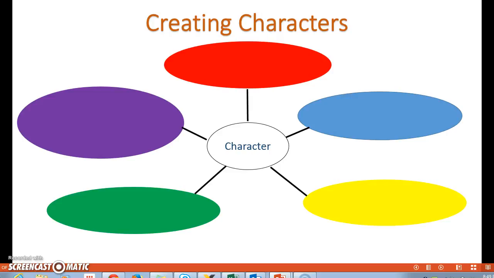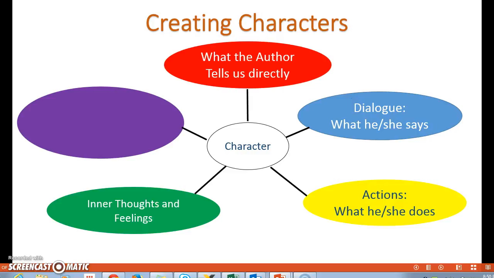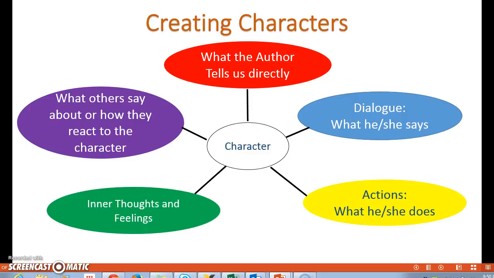Okay. So there's 5 things to focus on with creating characters. So what the author tells us directly, dialogue, actions, what that character says and what they do, all very important. How they feel, their inner thoughts, depending on the kind of narrator you have. Sometimes you can actually get into that person's head. And lastly, again, what others say about or how they react to the character.